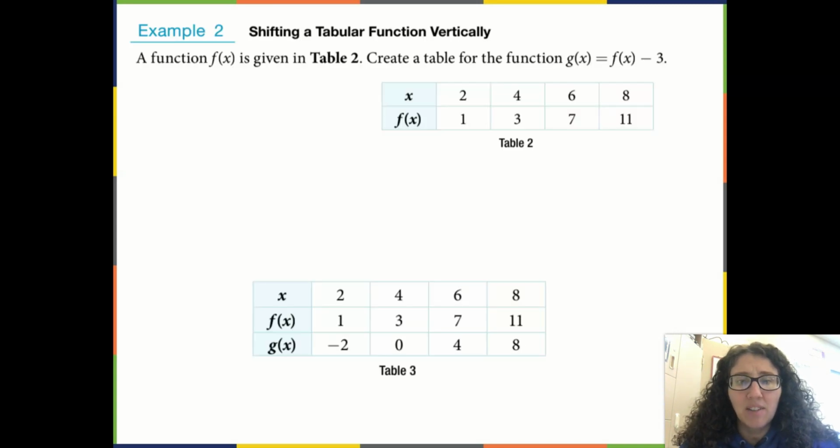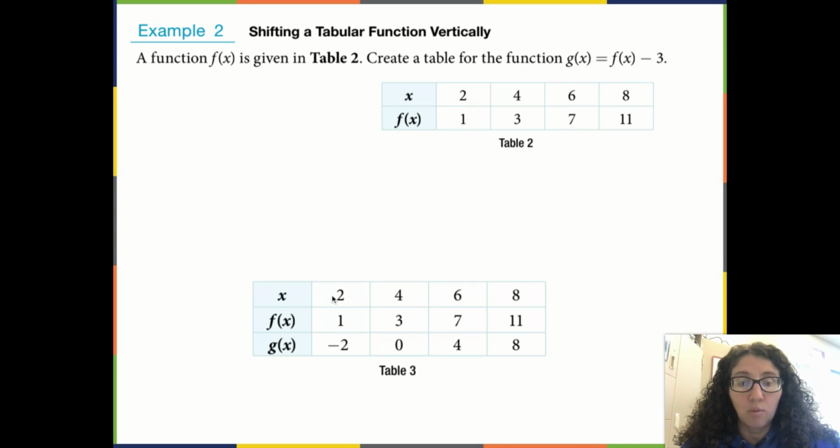So what if we have a table and we want to shift that vertically? We had our original function f of x, and we subtract 3. We have a new function g of x, which is our original function minus 3. The input values are going to stay the same. It's going to be the output values that decrease by 3. So we can look at that here.